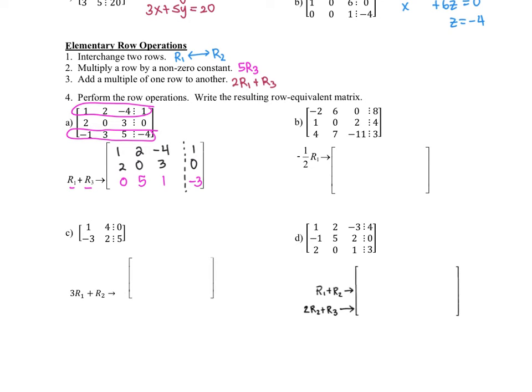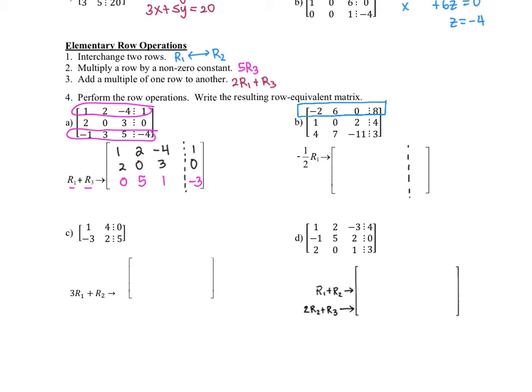Okay, for B, again, they tell me what I'm starting with. I'm starting with this matrix. The only thing they want me to change is the first row. So the other two rows are going to stay exactly the same. For the first row, it's saying replace it with negative 1/2 of row 1. So I'm going to go back and look and see what row 1 looks like.